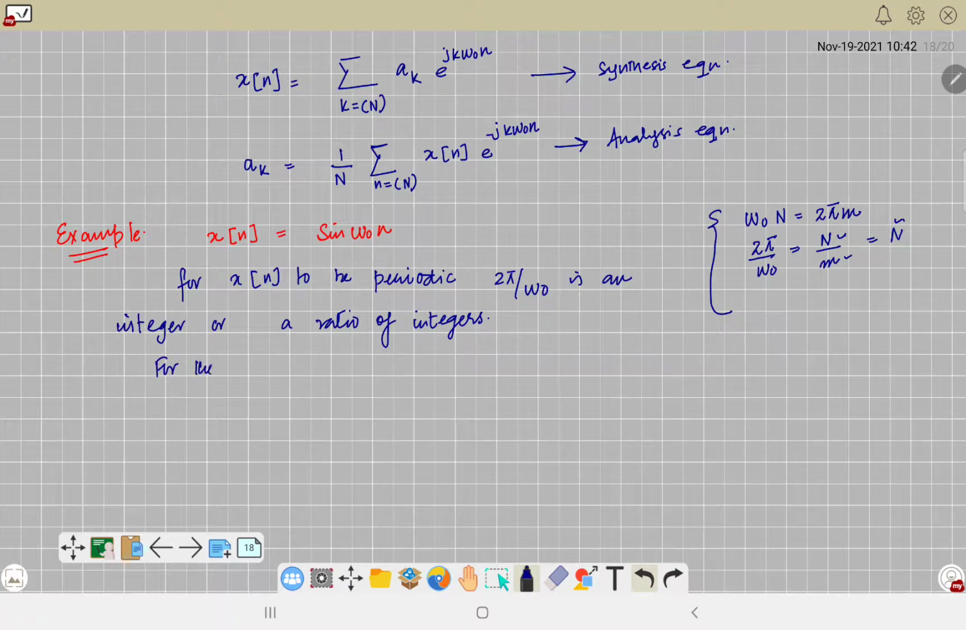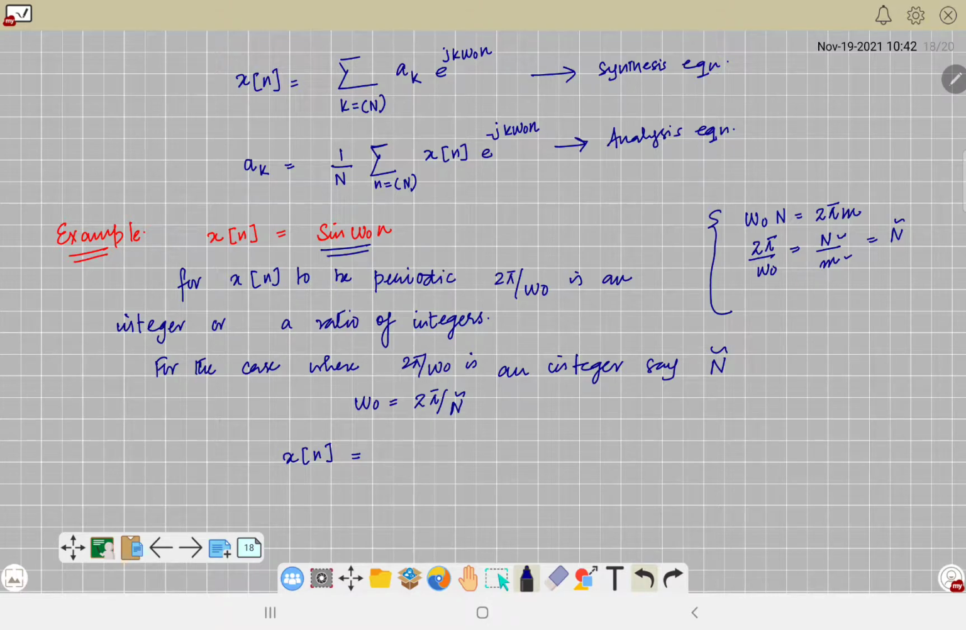So for the case where this 2 pi by omega naught is an integer, say N tilde, then in that case omega naught will be equivalent to 2 pi by this value N tilde, and your x of n, since it is a sine function, you can express using Euler's relation as 1 by 2j e raised to the power j 2 pi by N tilde n, minus 1 by 2j e raised to the power minus j 2 pi by N tilde n.